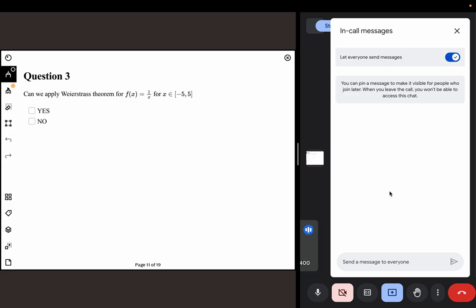From here I have a couple of questions that will ask you whether you can apply the Weierstrass theorem for different kinds of functions. If you recall, what are the main conditions for the Weierstrass theorem? The function needs to be continuous, and the domain in which you are searching has to be closed and bounded. So if I write it down, the first condition is f is continuous. The domain S is closed, and S is bounded.